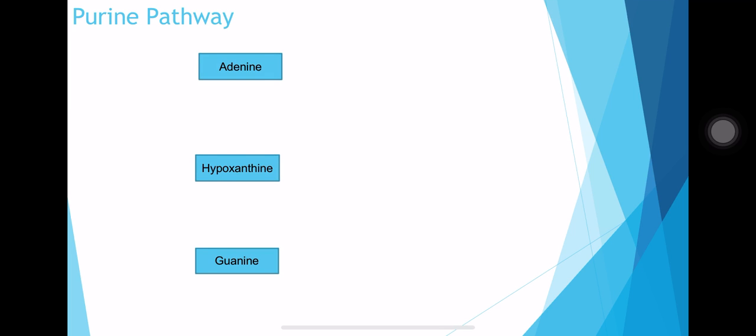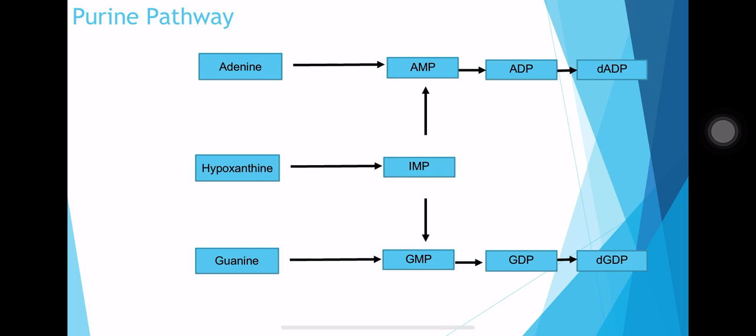To understand SCID and Lesch-Nyhan syndrome, we have to understand the purine pathway. The purine pathway is when we take adenine, hypoxanthine, and guanine and then turn them into their monophosphate forms, which can then turn into their deoxyribose forms, which can be incorporated into the DNA.